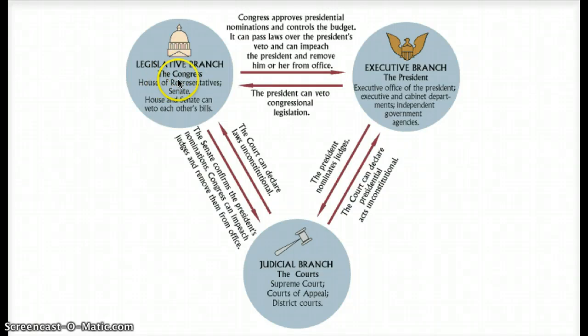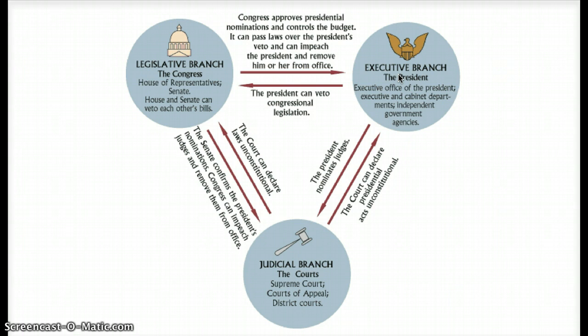Okay, the legislative branch, or the Congress, is the House of Representatives and the Senate. And we can see that they approve presidential nominations and control the budget. So they're checking the executive branch. The executive branch, or the president, can veto things that the Congress passes. So those two check and balance each other.